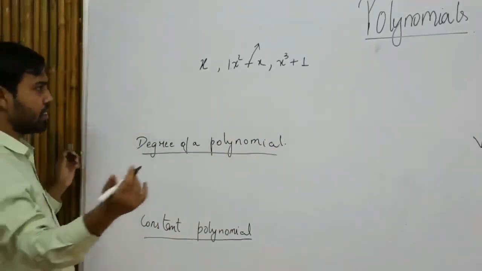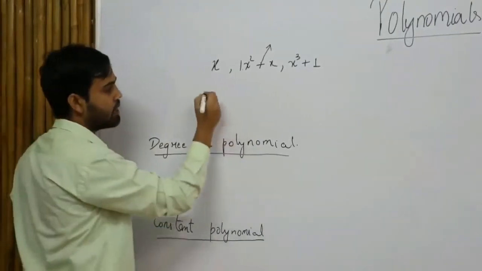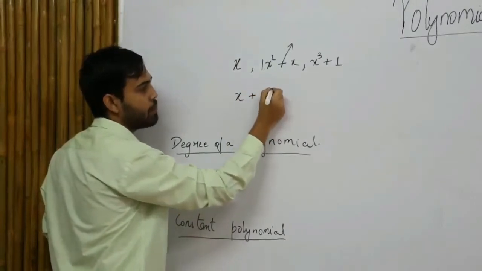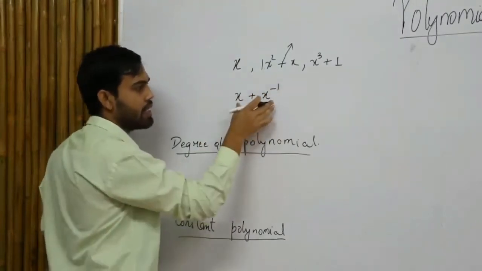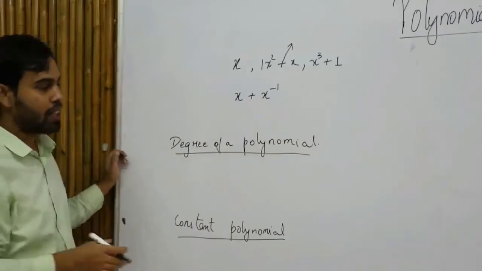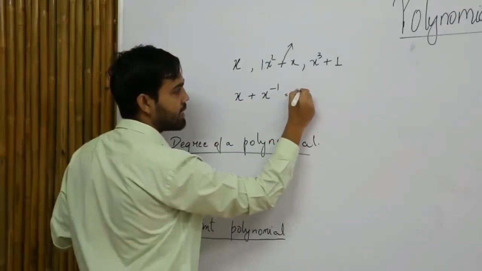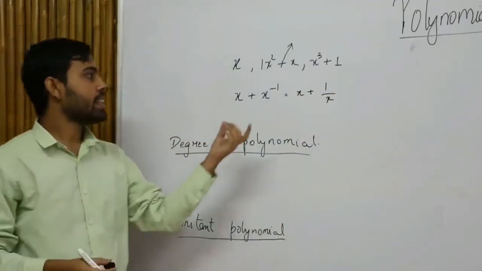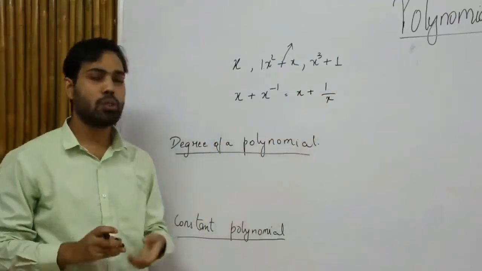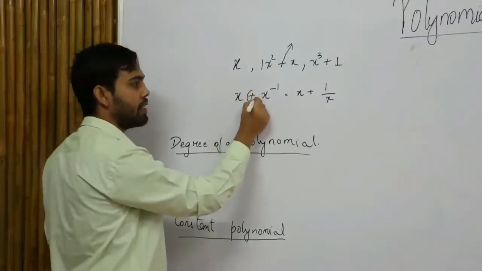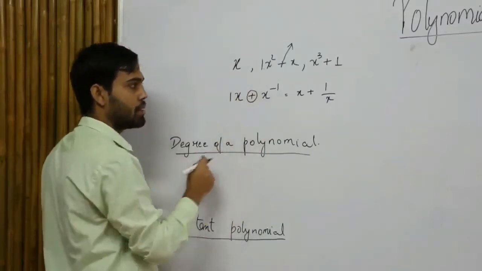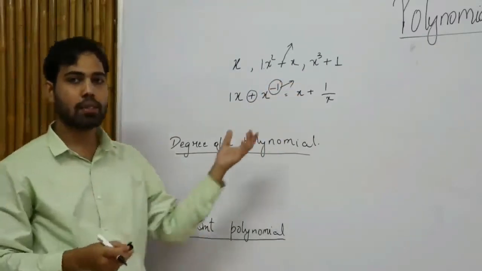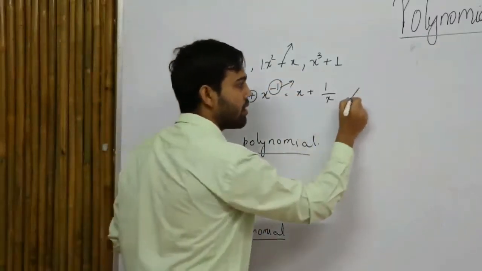Okay, let us go further ahead. Suppose I am taking this expression: x plus x to the power minus 1. Is this a polynomial? Now this expression I can also write as x plus 1 by x. So my question is, is this a polynomial? The answer is no. Why? Because although there is an operator, and I have some constant terms, the power in here is negative. I have minus 1 which is negative. So this is not a polynomial.